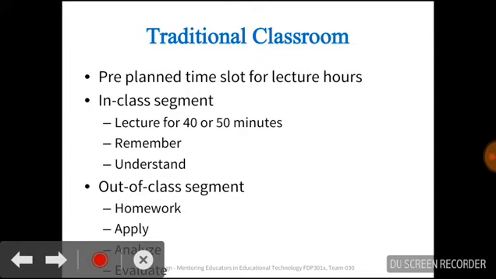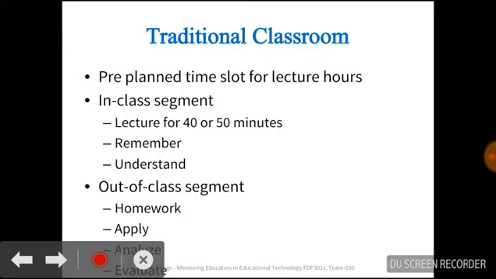The teacher assigns problems and assignments to students, which is done as an out-of-class activity. The higher order cognitive levels such as apply, analyze, evaluate and create is addressed outside the class without the help of the teacher or without the presence of the teacher.